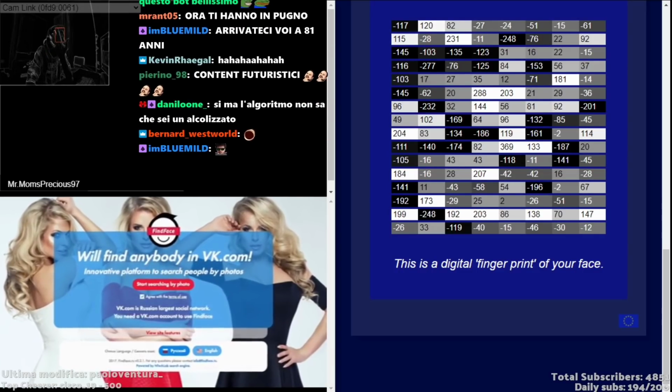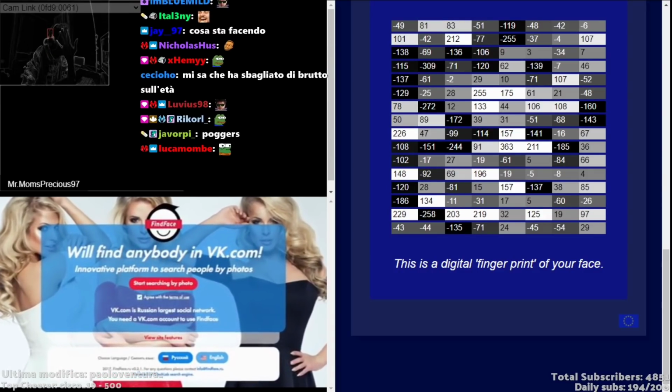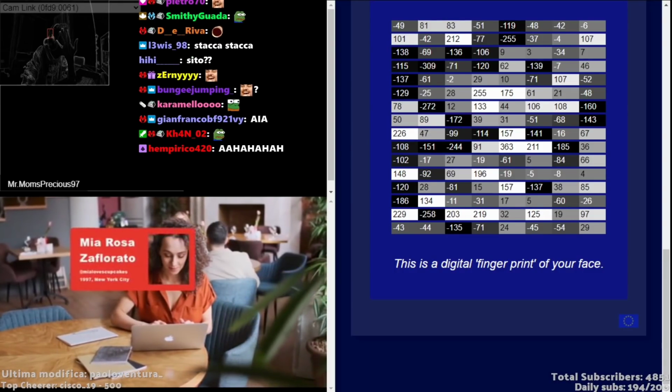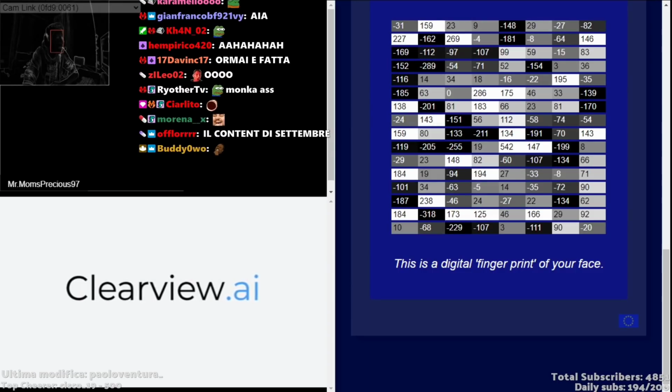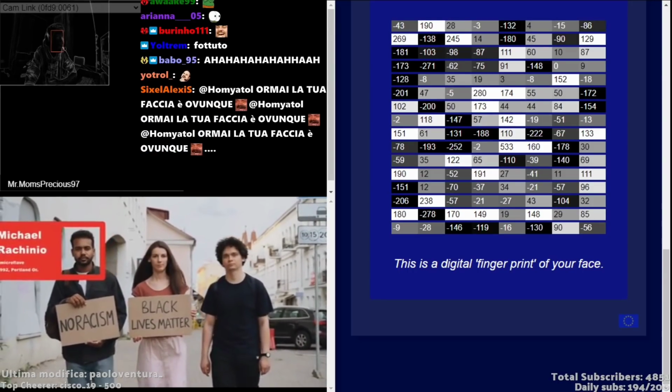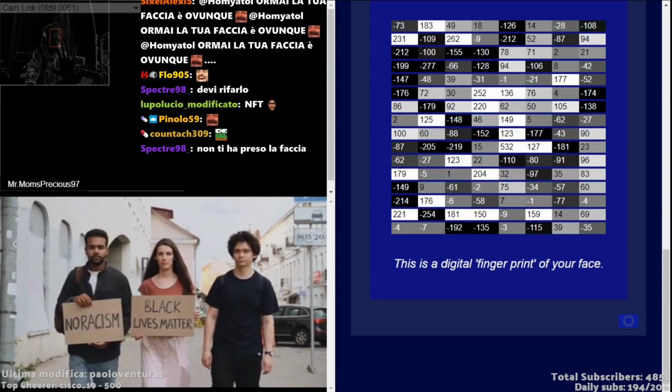For example, Russian company FindFace offers a service where you can take a picture of a stranger and then it will try to find the social media profiles that belong to that person. Similarly, an American company called Clearview AI allows police officers to upload a photo and then it will show a list of all the web pages where it found the same person.